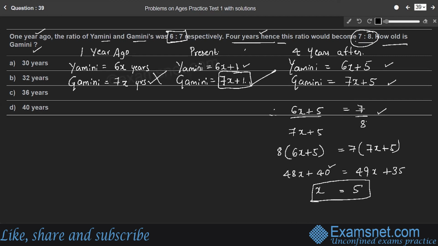Therefore, Gamini's present age is 7x plus 1, 7 into x, which is 5, plus 1. So 35 plus 1, which is 36 years. So now Gamini is 36 years old, right? Hence option C is the right answer.